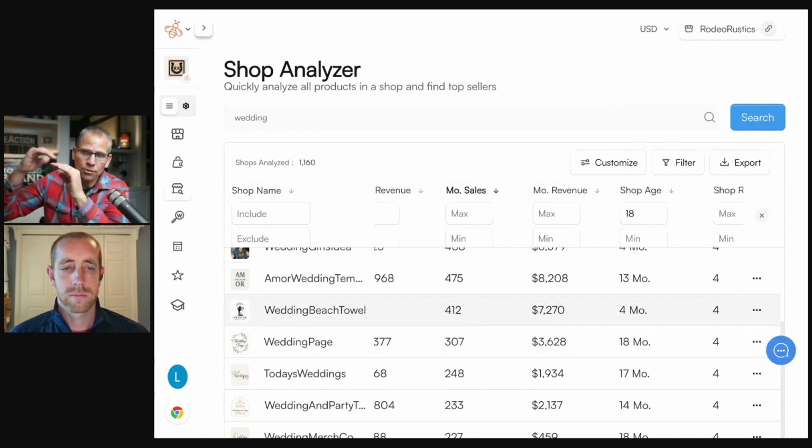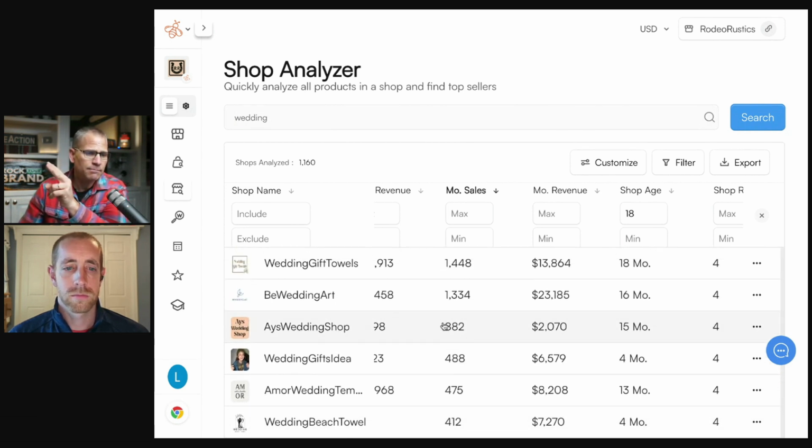That's your overarching niche. But then you're like, oh, someone's got a shop that's doing pretty well with wedding beach towels. Let's offer wedding beach towels. And maybe we'll offer wedding gift towels, like the ones you would put into your kitchen, right? This completely different one. Now we're getting product ideas just from the shop names.